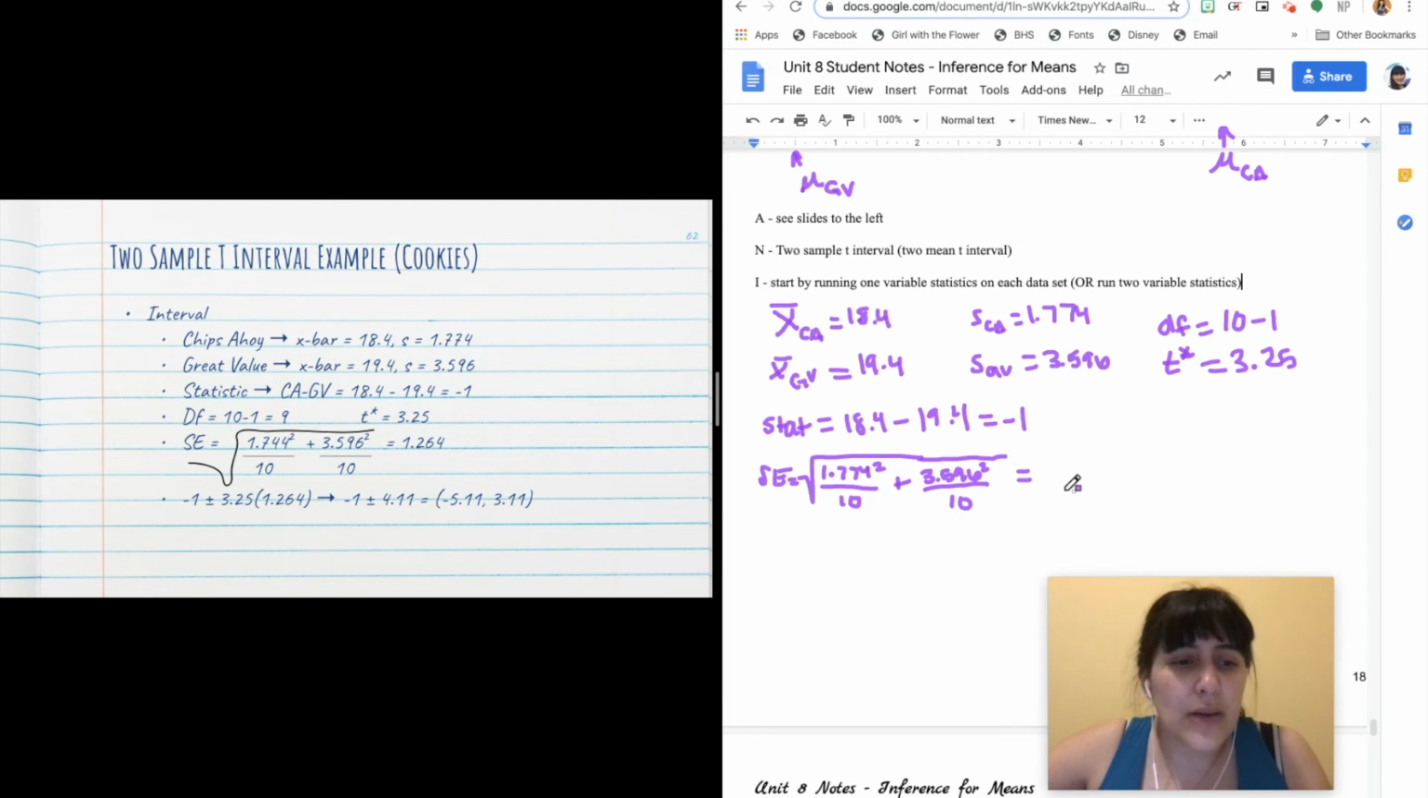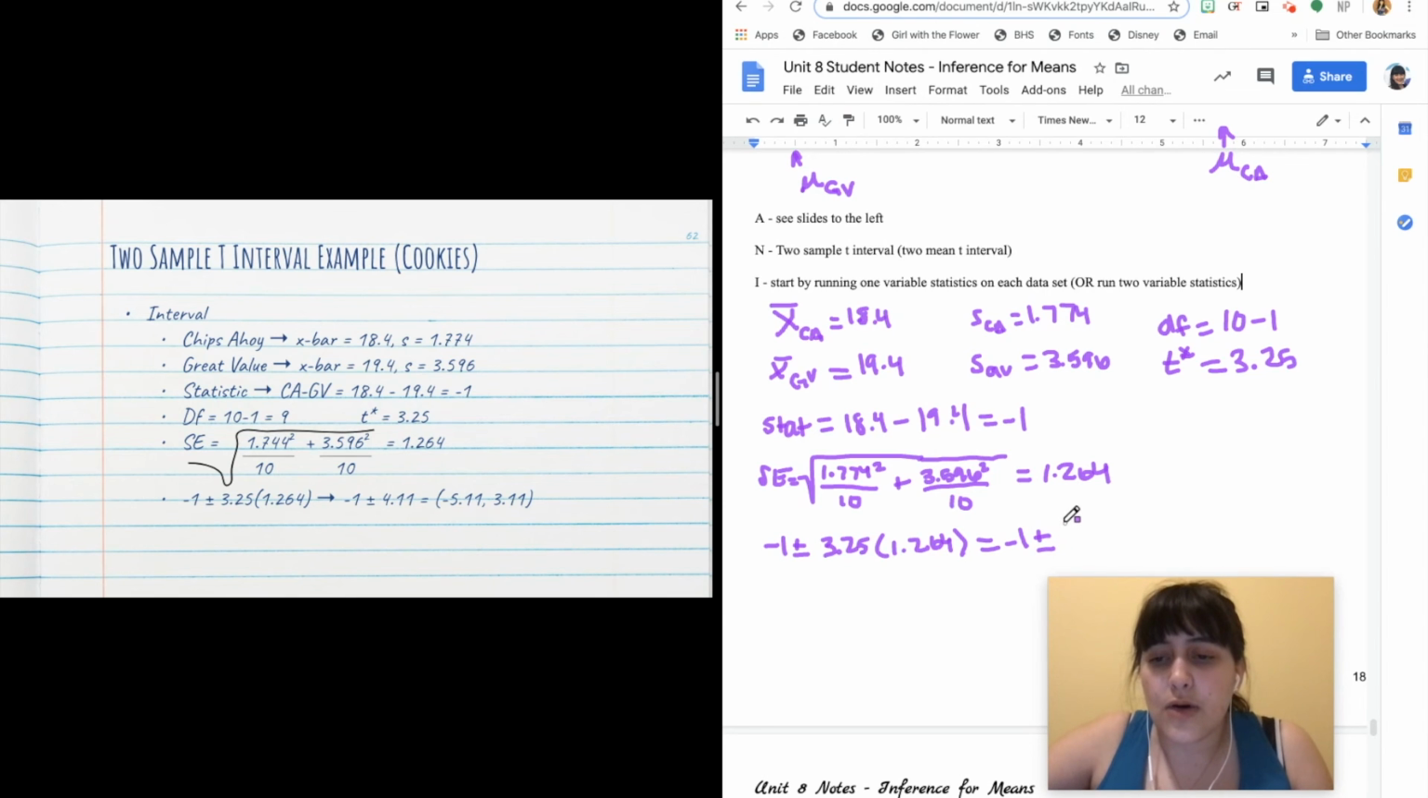Okay, so I go through and plug all of that into my calculator, and I got 1.264. Now what I need to do is write my actual interval. So it's the statistic, -1, plus or minus t star, which is 3.25, times the standard deviation, 1.264. So that's -1 plus or minus, and when I multiply those together, I got 4.11.